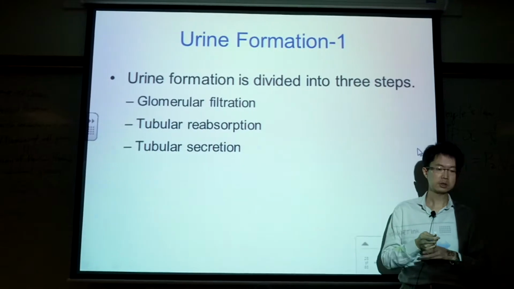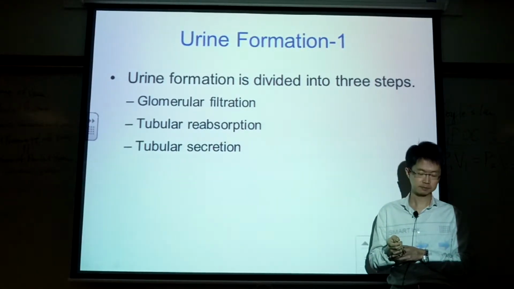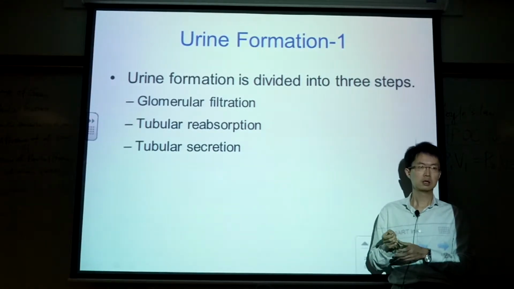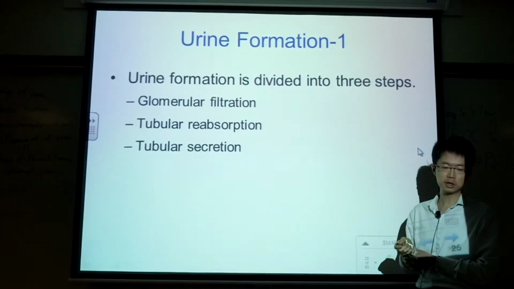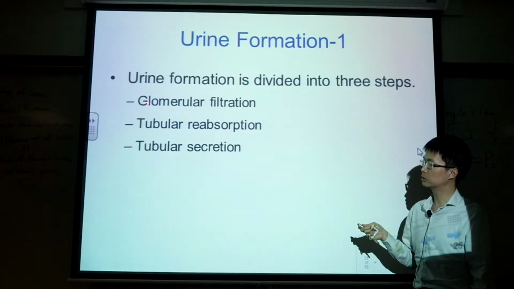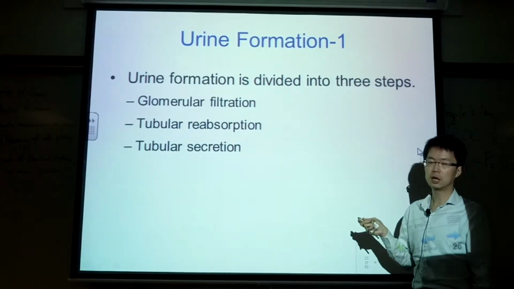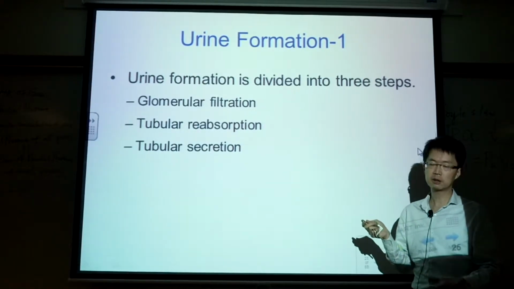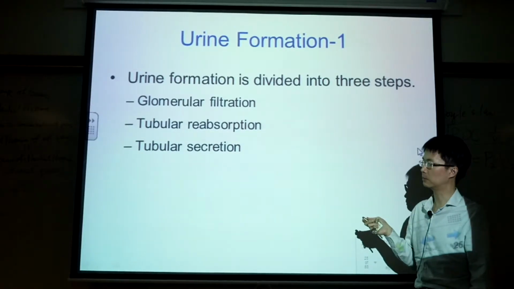Urine formation. Okay, now this is the physiology of the urinary system. How do we form urine? We have three steps. Glomerular filtration, as the name suggests, occurs in the glomerulus. It is basically what happens between the glomerulus and the Bowman capsule, or the glomerular capsule.